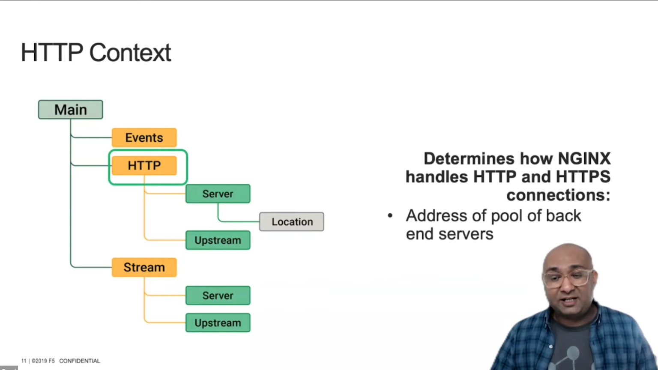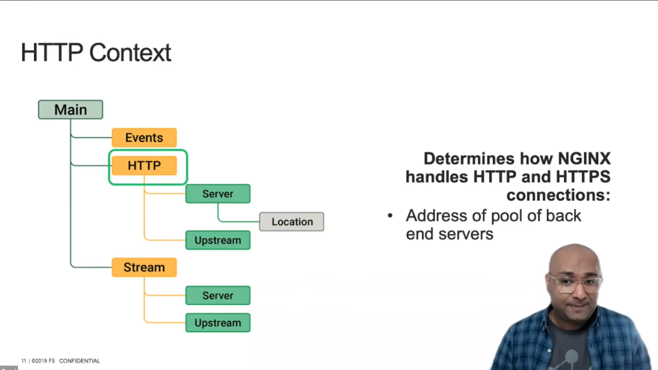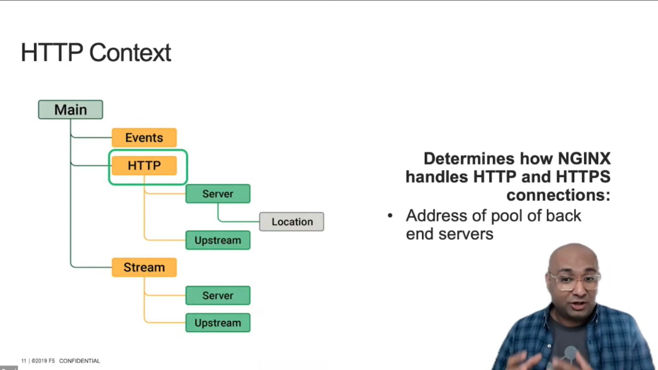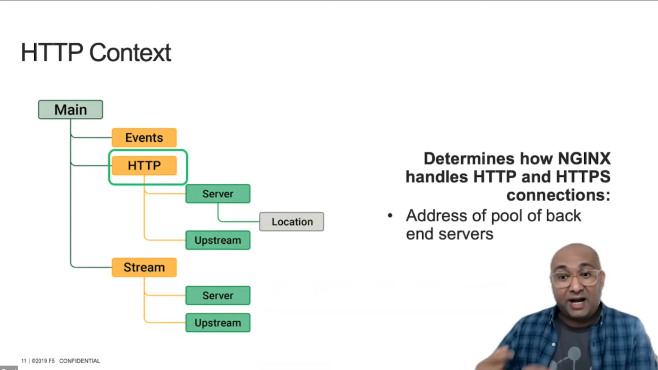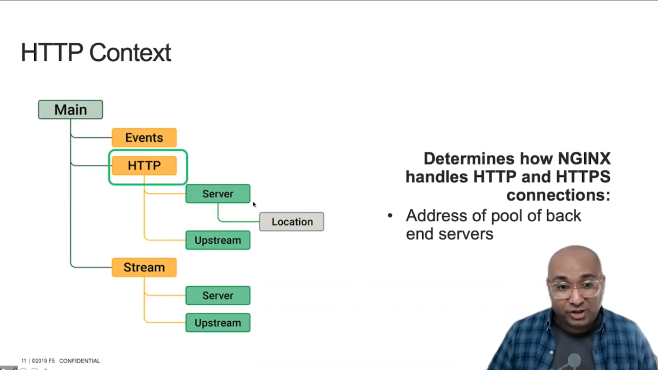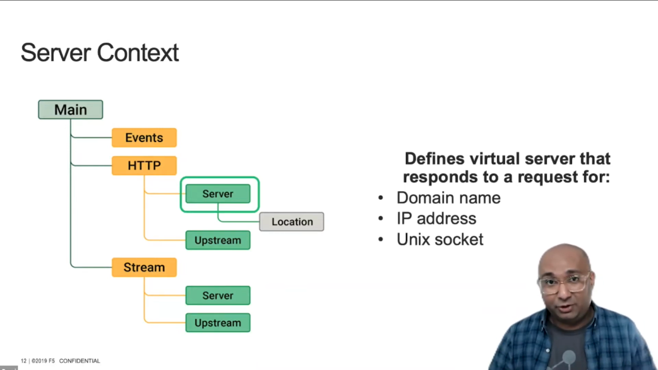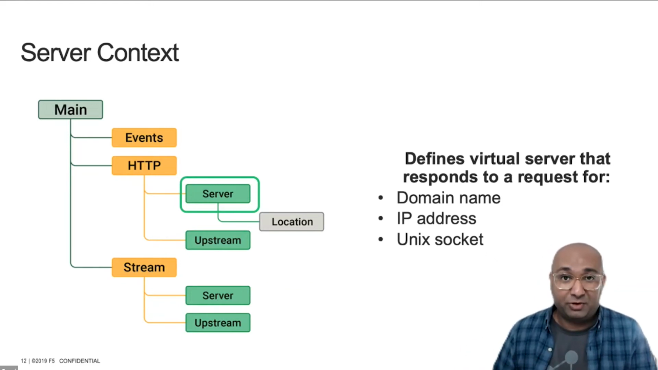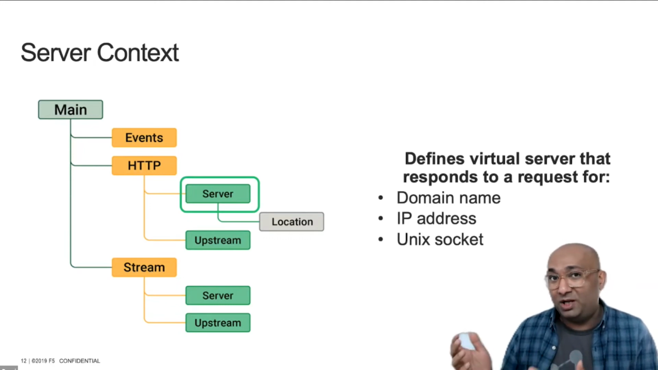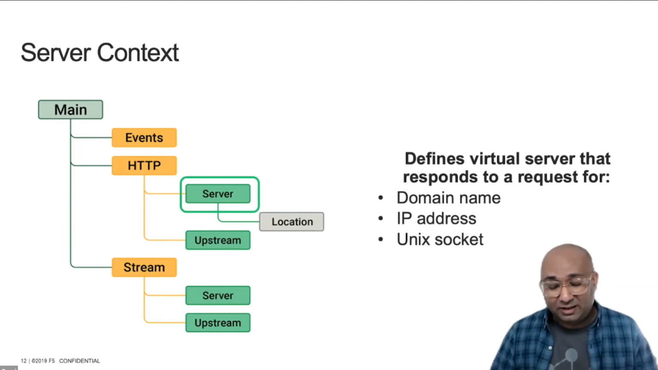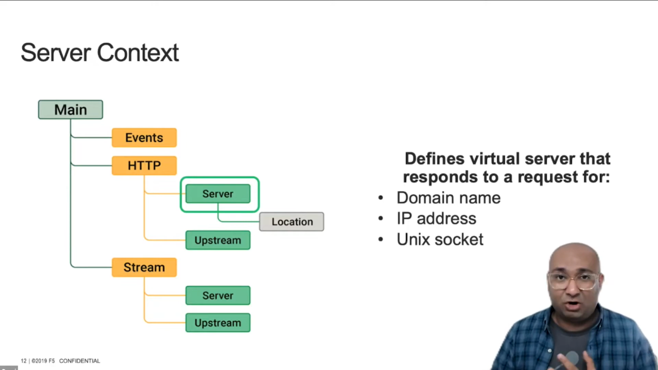The HTTP context defines how NGINX processes HTTP and HTTPS connections. Say, for example, we can set a pool of backend servers or applications. Directives used in the HTTP context are inherited by its child contexts, that is the upstream, the server, and the location contexts. The server context defines a virtual server, also known as a virtual host, which processes a given HTTP request. Virtual host is a terminology more familiar from the Apache world. The virtual server definition can be a domain name, an IP address, or a Unix socket.